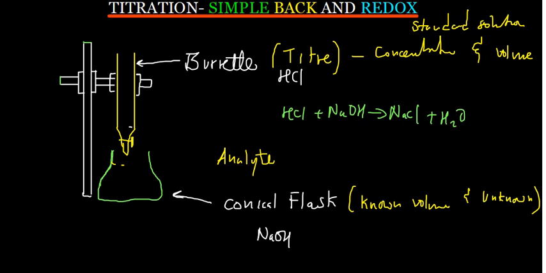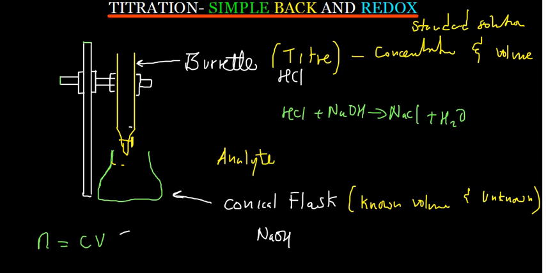Since we already know the titer, meaning the concentration and the volume, we know that the number of moles is given by concentration times volume. So using this reaction, we can determine the number of moles of sodium chloride, since we know the concentration and the volume.